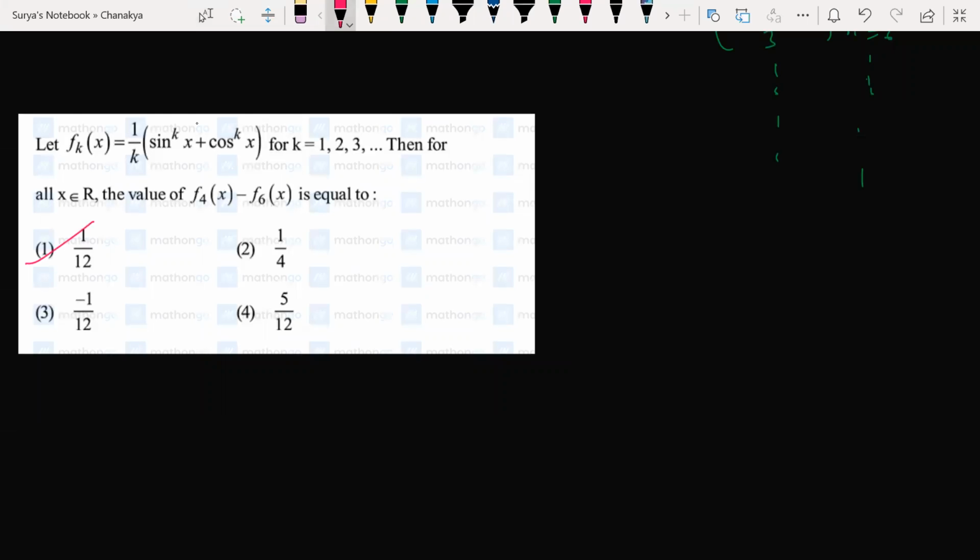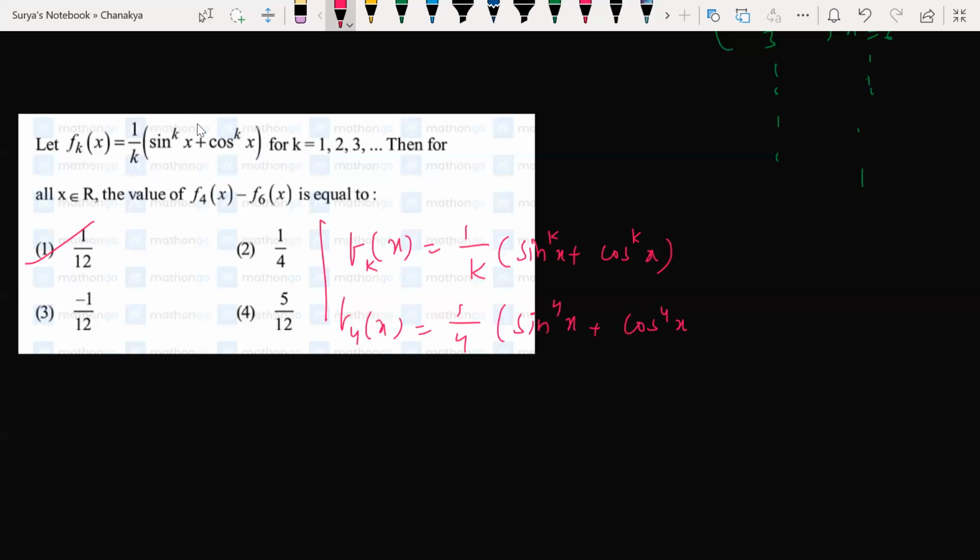How? Sir, I did it by substituting the value. Okay, k is 1, 2, 3 given. f_k(x) is the sum of sin to the power of k x and cos to the power of k x, divided by k. So we need f4(x) minus f6(x). Let us take a k value; let us take f4(x), which is 1/4 of sin to the power of 4x plus cos to the power of 4x.